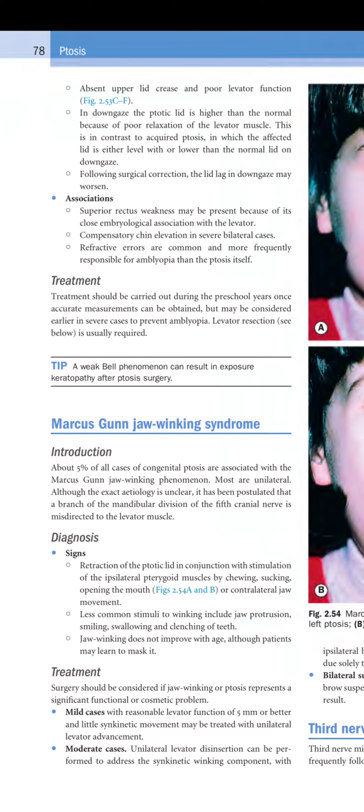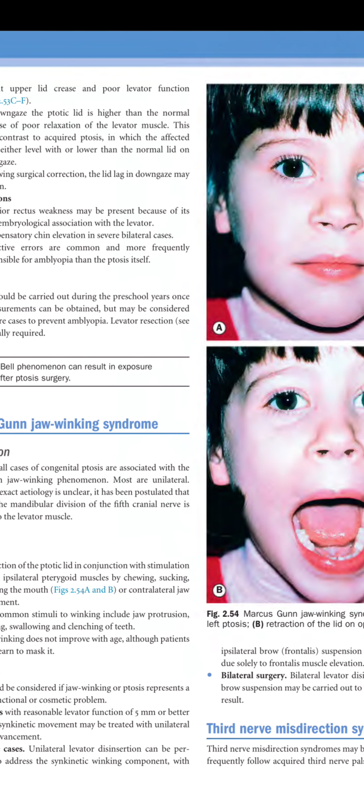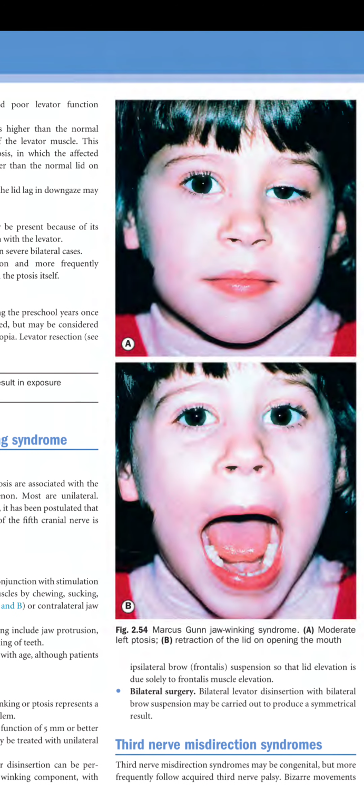Treatment: surgery should be considered if the jaw winking or ptosis represents a significant functional or cosmetic problem. Because the jaw winking phenomenon is usually masked by the patient, the masking effect is quite good. So sometimes surgery is not necessary, but whenever it is causing a cosmetic problem, you can do the ptosis surgery.